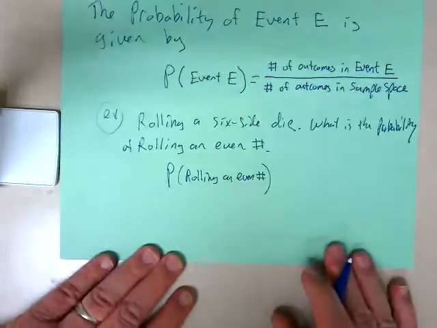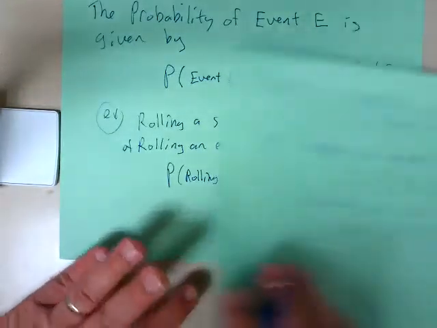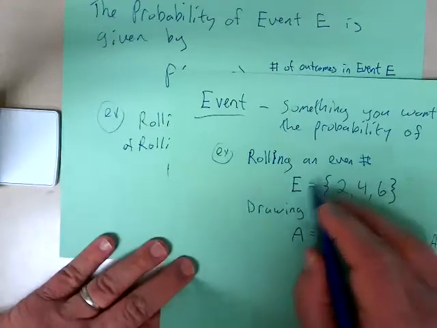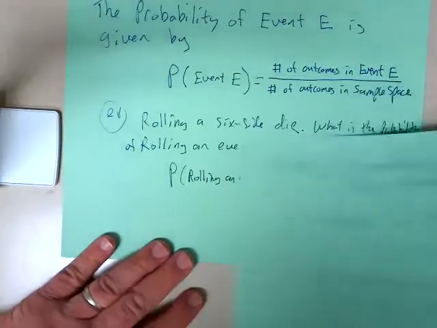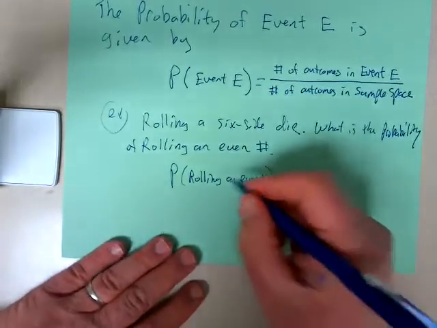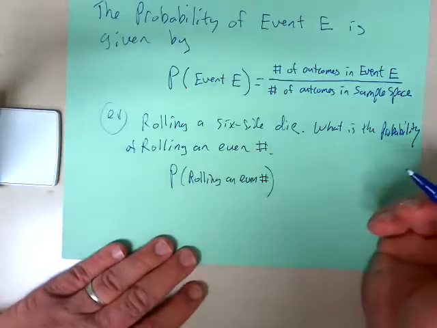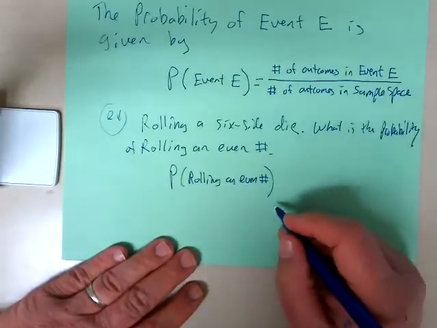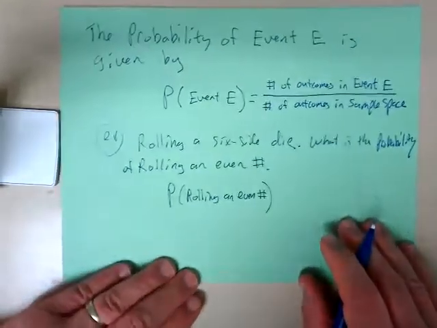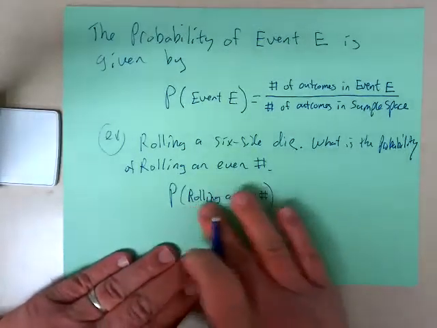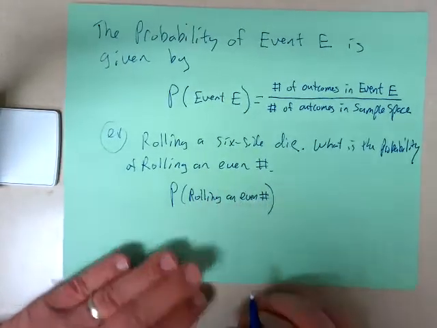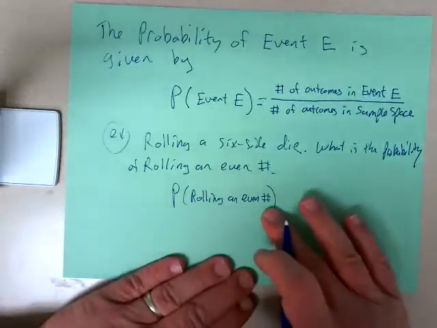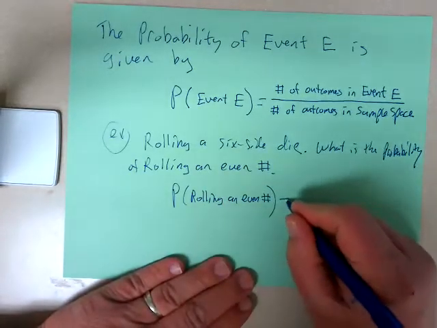So I could write it in parentheses. If I've already defined it, rolling an even number, to be event E or something, and I know that's what event E is, then I could just say P of E, okay, to simplify the notation. But in this case, if you're just finding the probability, it's okay. It's probably better to do that, because then you know for sure what you're finding the probability of.